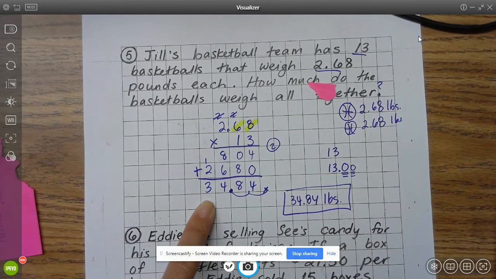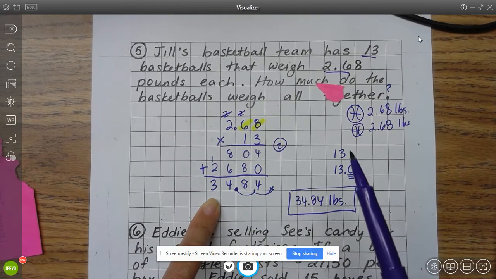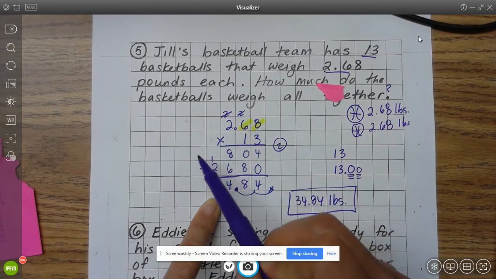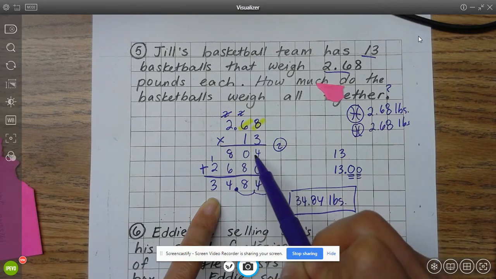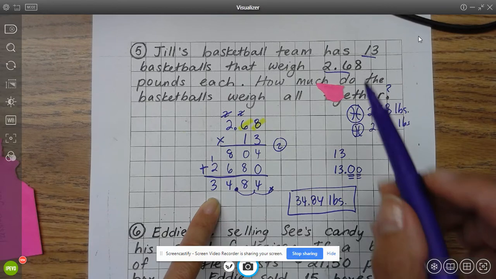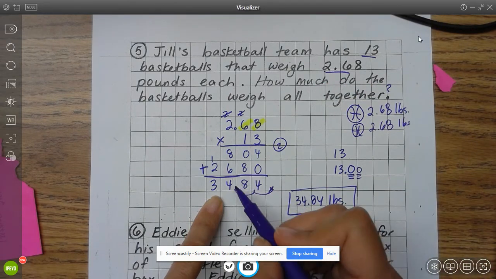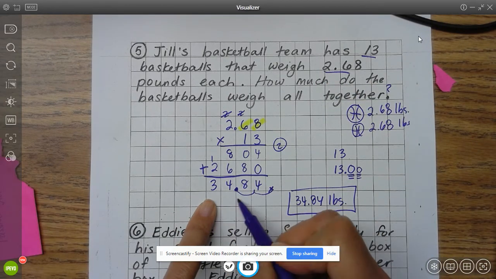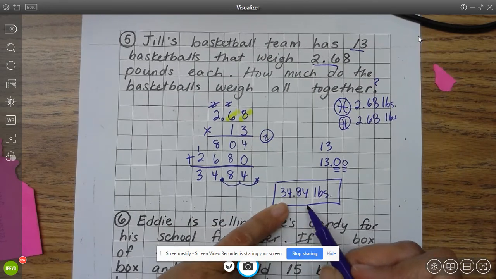I'm just doing this really quickly since I'm on video. But let's check for reasonableness again. When you do your test, I would recommend you go through this multiplication process and check every single one of your calculations to catch an error. My answer is about 35 if I were to round. This is almost 35 pounds.